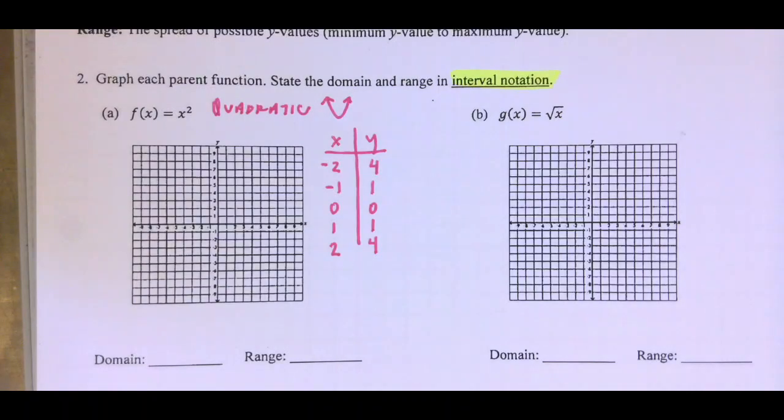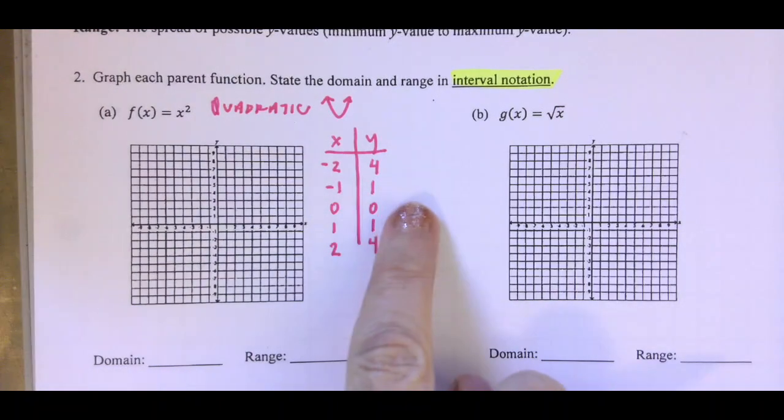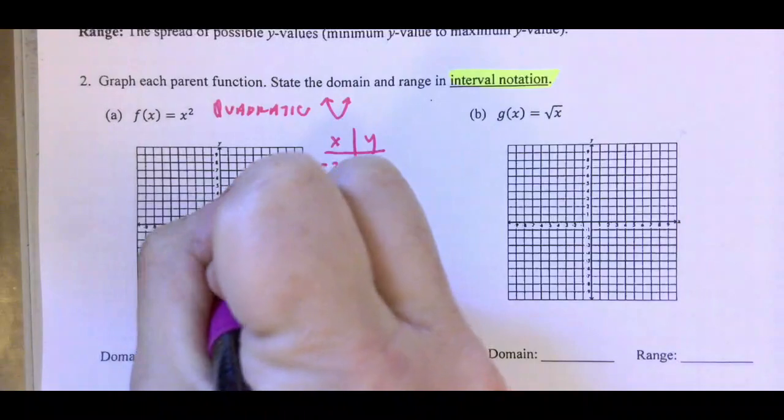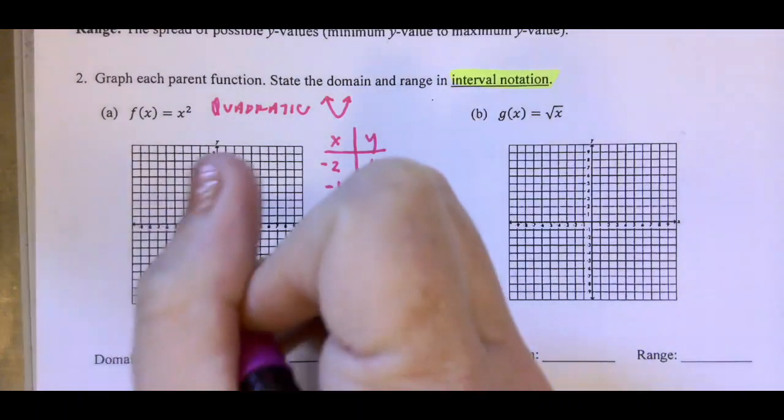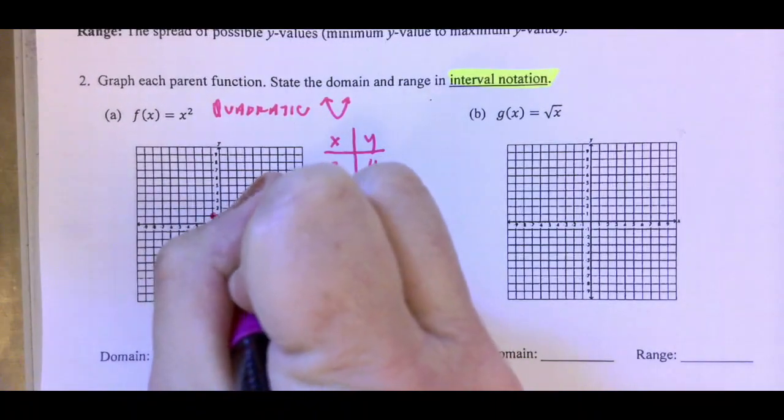So when we graph it, we start with the vertex right there at the origin at 0, 0. And then from here, we go over 1 and up 1 in both directions. So here and here.